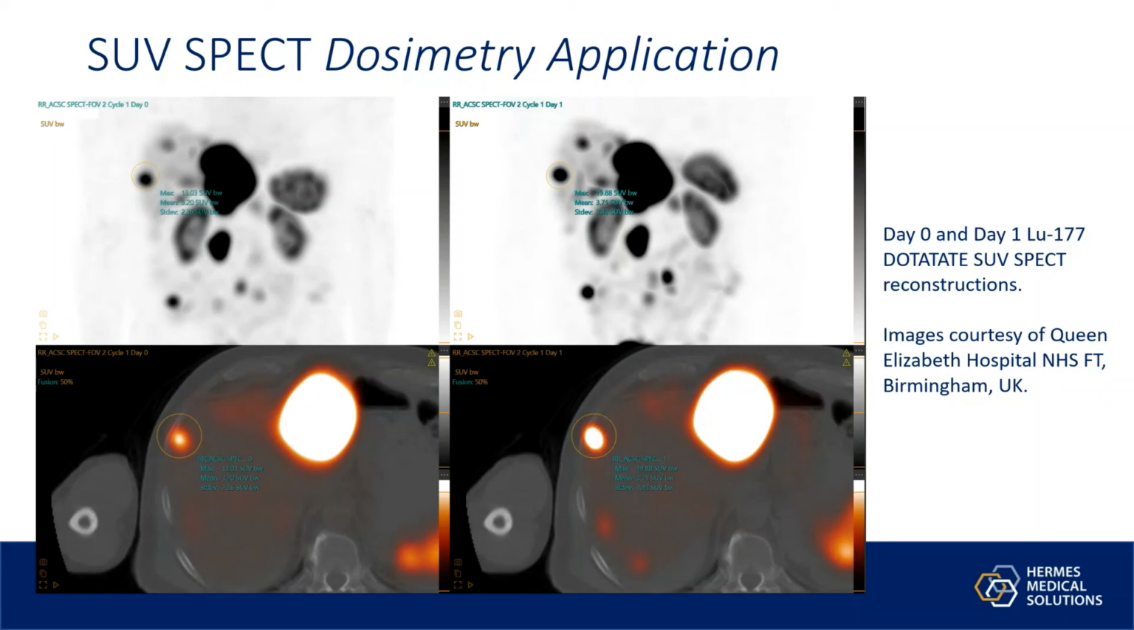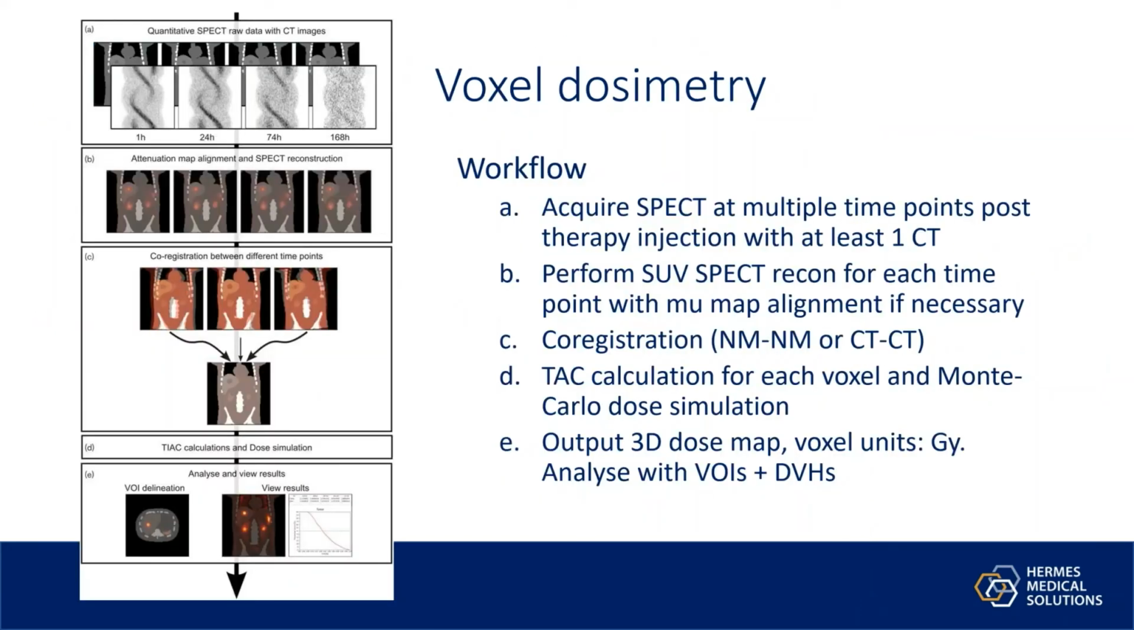But then we could further go on to do some dosimetry on this. The voxel dosimetry application can take between 1 and 10 input SPECT images. In this example, in the pictures, we've got 4 SPECT CTs that have been acquired.